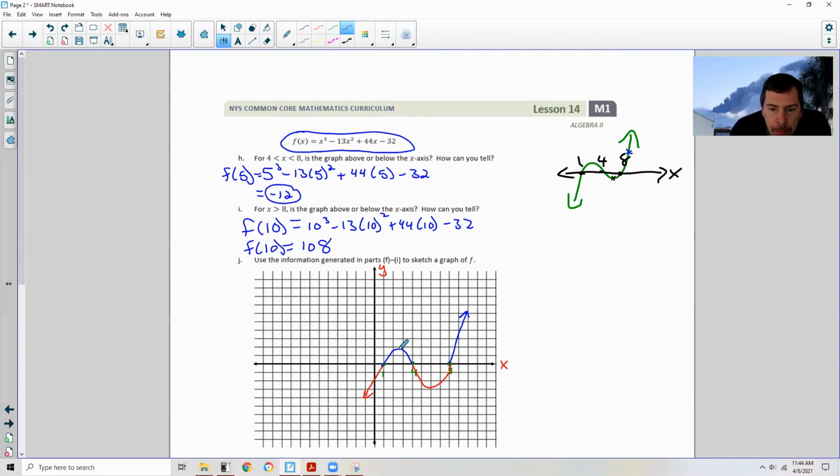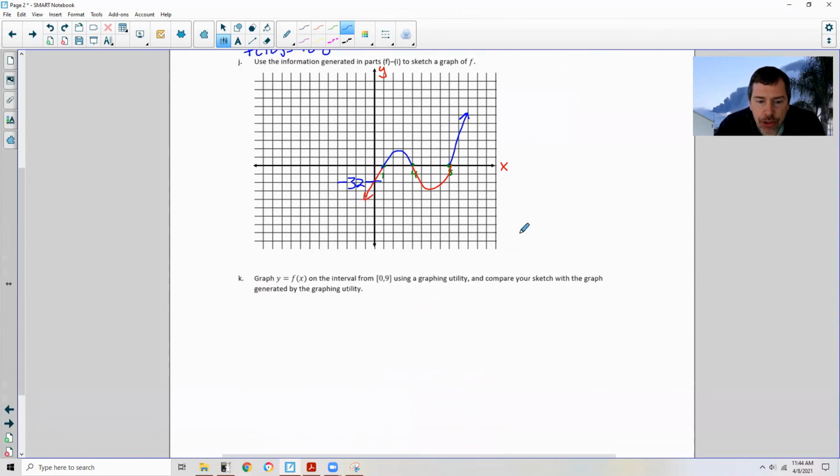We don't know the maximum here. We don't know the minimum here. We don't know the y-intercept. Yes, we do. The y-intercept would be negative 32. So this would be way down here. All right, so there it is. There's the sketch.